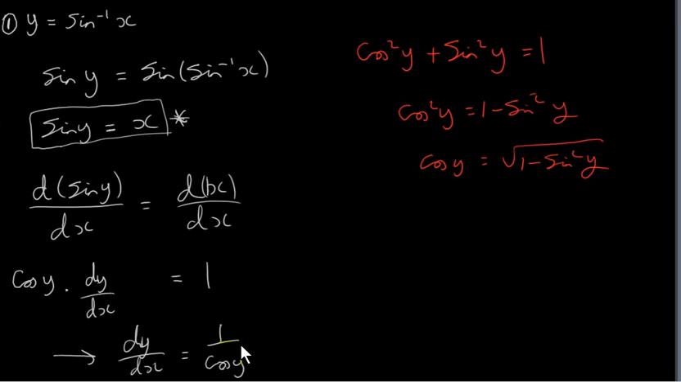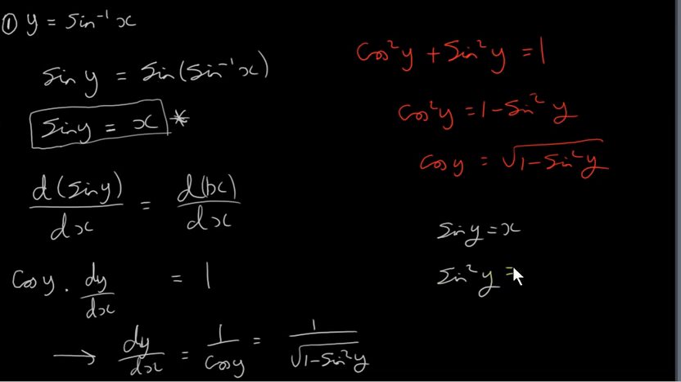So now we can write 1 over cos y as 1 over the square root of 1 minus sine squared y. But what is sine of y? Sine of y is just x. I'll write it down again here. Sine of y is x. So that means if we square both sides, sine y times sine y can be written sine squared y. X times x is x squared. So we can write this as 1 over the square root of 1 minus x squared. So that's the derivative of inverse sine of x with respect to x. It's 1 over the square root of 1 minus x squared.